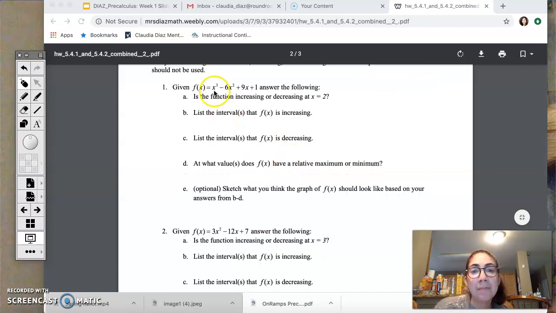It says, given the function, this is a cubic polynomial, answer the following. Is the function increasing or decreasing at x equals 2? List the intervals that f of x is increasing. List the intervals that f of x is decreasing. And at what values does f of x have a relative max or minimum? Optional, sketch what you think the graph should look like based on those answers from B through D. So the first thing I'm going to do is figure out the derivative.